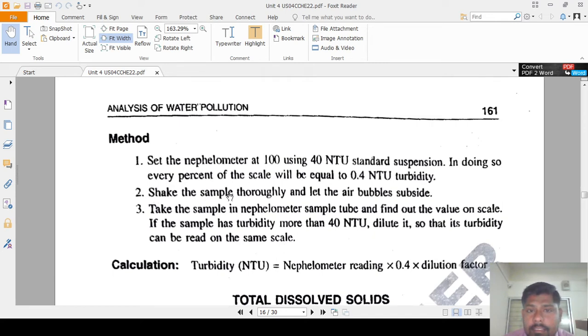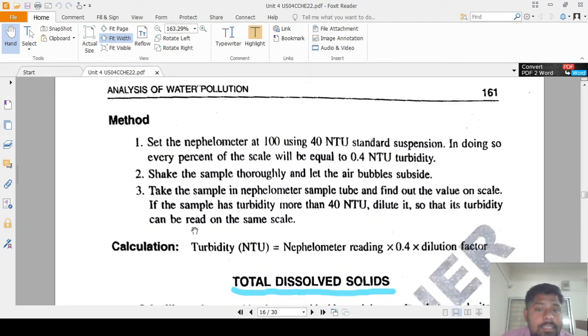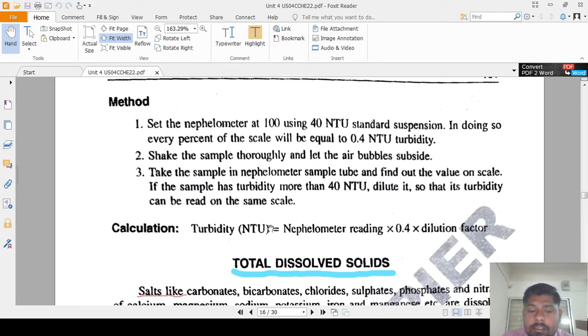then shake the sample thoroughly and let the air bubbles be removed. Take the sample in a nephelometric sample tube and find out the value on the scale. Okay, put the sample in a nephelometric tube, put it in the instrument and read the value on the scale. So, that is how you can find out the turbidity present in a water sample with the help of a nephelometer. Calculation is here: turbidity is equal to nephelometer reading into 0.4 factor into dilution factor.